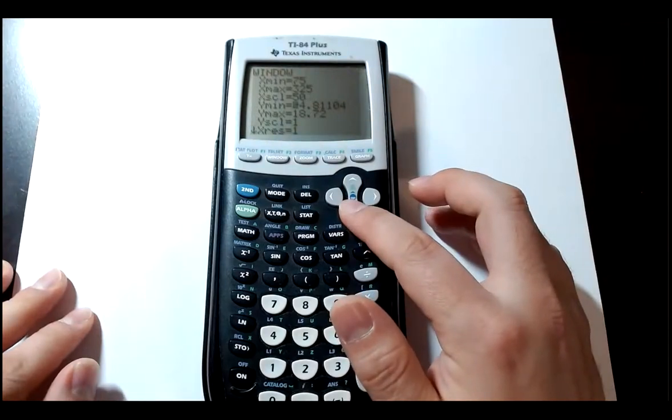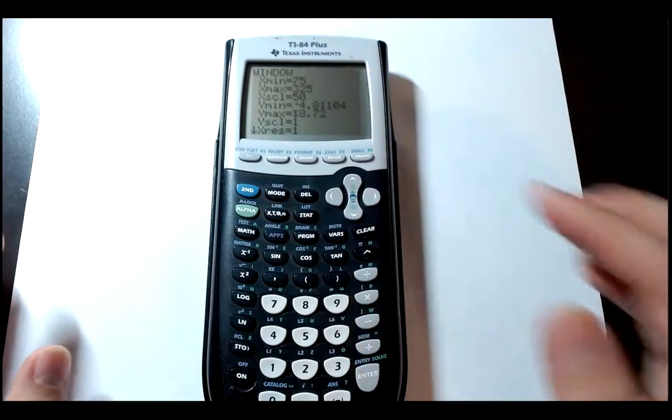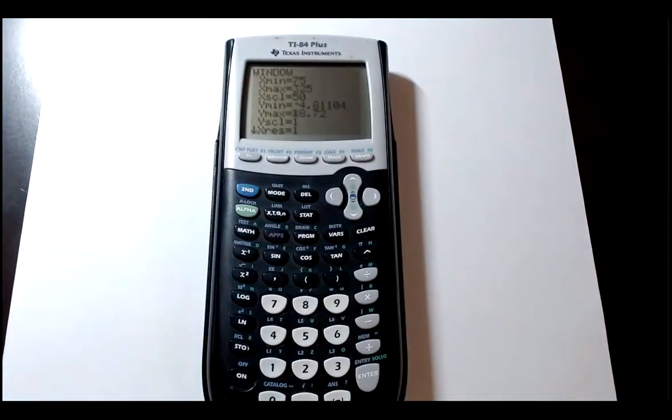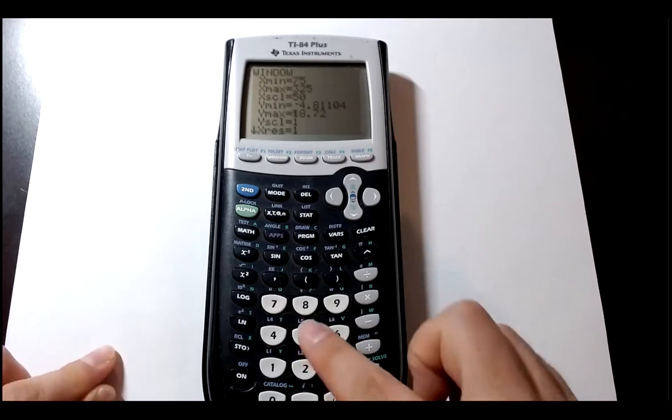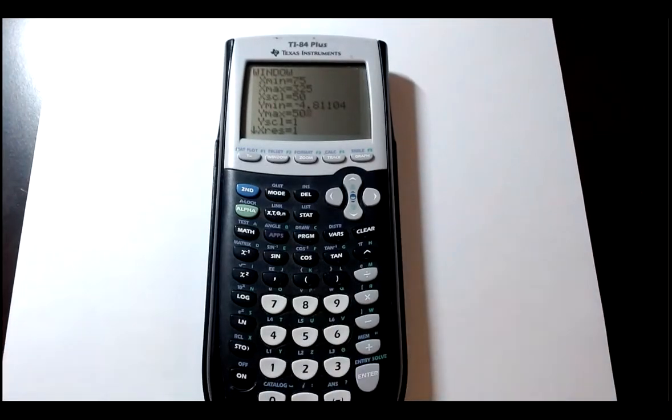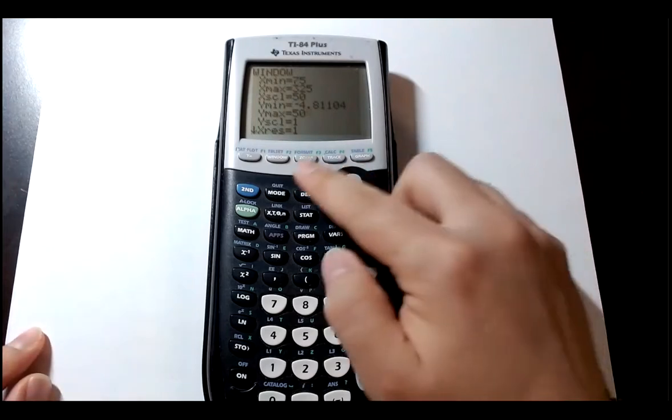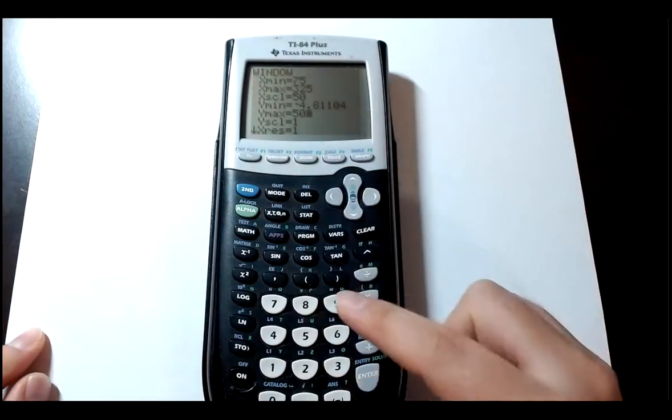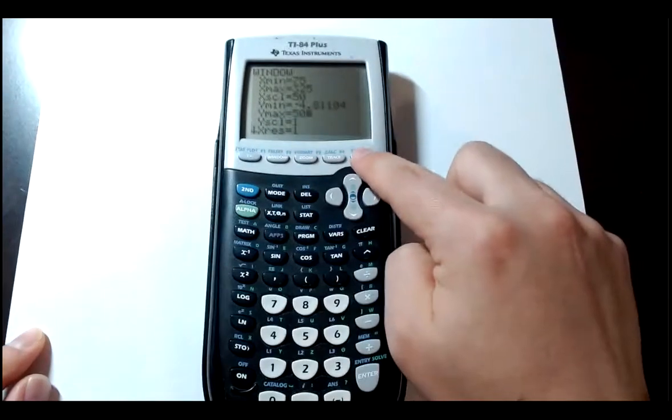The Y minimum you can just leave. Y maximum is the maximum frequency in a class. Since the number of data is about 50, normally we put 50, the total number of data. Then don't press zoom. Once you're done, press graph.